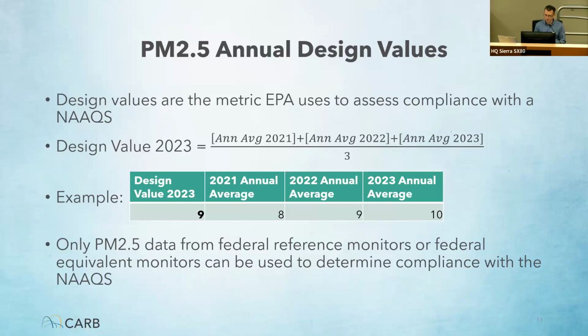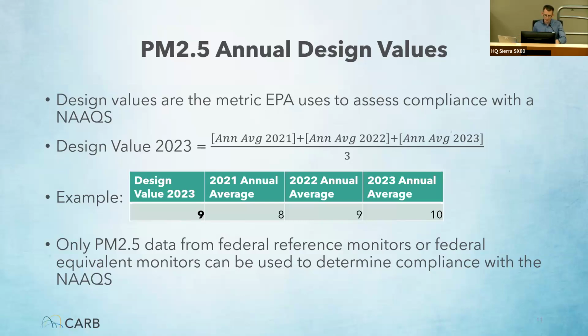And I put a very simple example in the slide to show if you have a value of 8 in 2021, a value of 9 in 2022, and a value of 10 in 2023, the average of that is 9. And the way the standard works, if you are at the standard, you're in attainment. So a value of 9 would be just attaining the 9 microgram standard.